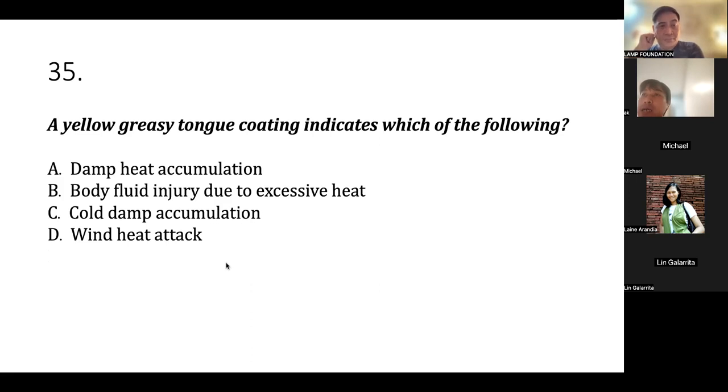Yellow greasy tongue coating indicates which of the following? Yellow greasy is damp heat, Doc. Letter A. Tama, Doc. Letter A po. Okay. What about pag wind heat attack or wind heat invasion? Anong kulay ng tongue coating?